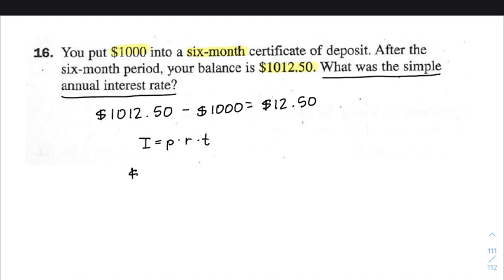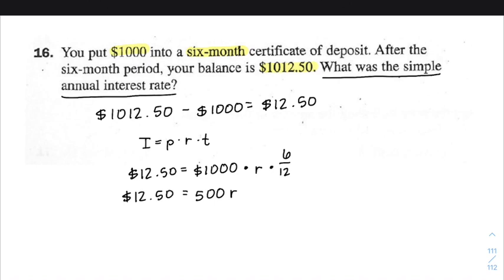The interest is $12.50. The principal amount is $1,000. We don't know the rate, so we're going to leave our variable r in our formula. And we know the time is 6 months, which is represented by the fraction 6/12. The first thing we need to do is simplify our equation by multiplying 1,000 times 6/12. This is going to give us 500. We're going to bring down our R and also our interest of $12.50.